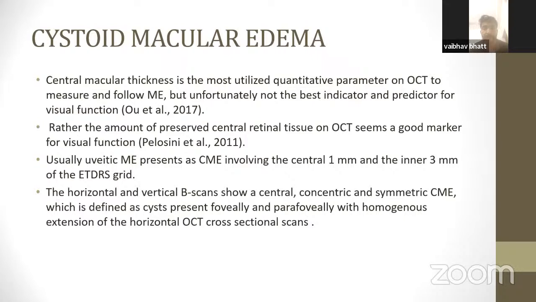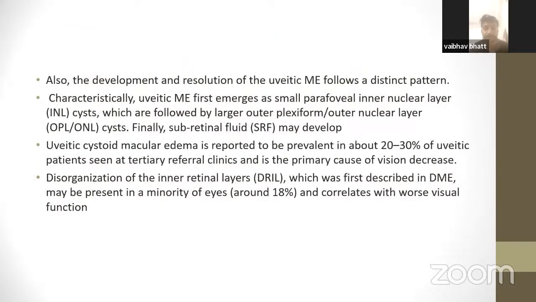The horizontal and vertical B scan shows a central, concentric, and symmetric CME, which is defined as cysts present foveally and parafoveally with homogeneous extension on the horizontal OCT cross-sectional scans. Also, the development and resolution of uveitic macular edema follows a distinct pattern. Characteristically, uveitic macular edema first emerges as small parafoveal inner nuclear layer cysts, which are followed by larger outer plexiform and outer nuclear layer cysts. Finally, subretinal fluid may develop.